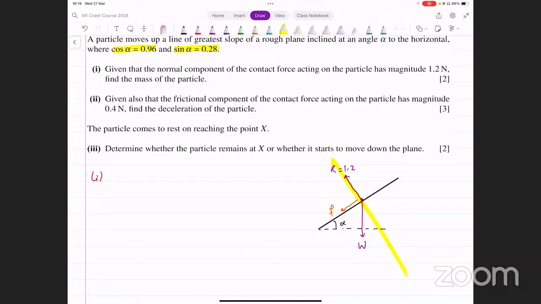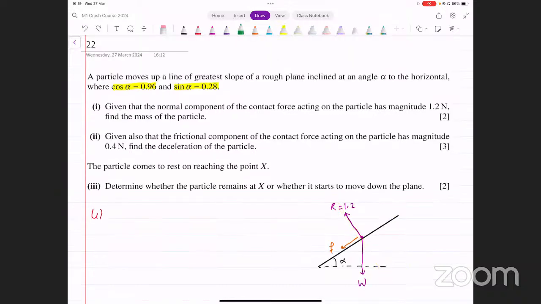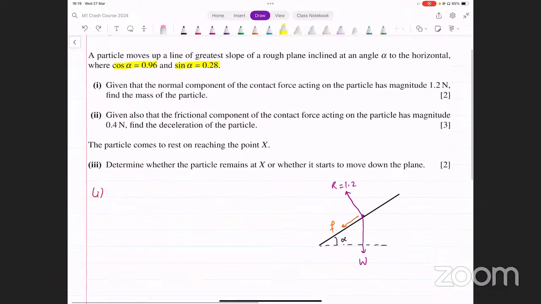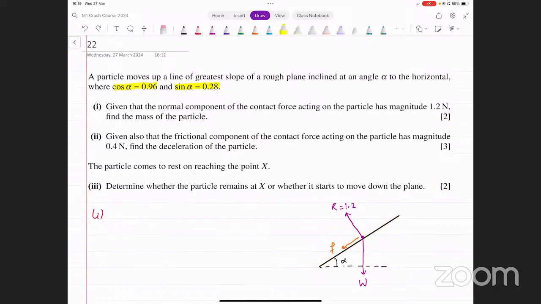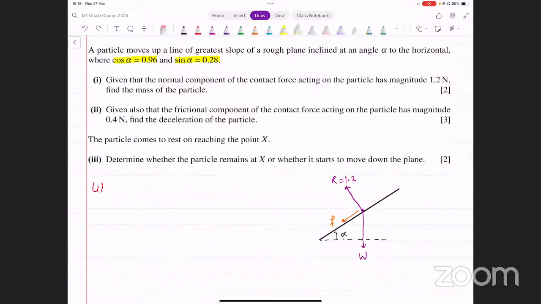And in fact, there will never be a movement like this in your syllabus. Projectile motion is not part of your syllabus. So when the particle is moving along the plane, it's only moving in this direction. Now, if it's moving along the plane, what that means is the forces perpendicular to the plane are always going to be equal to each other.